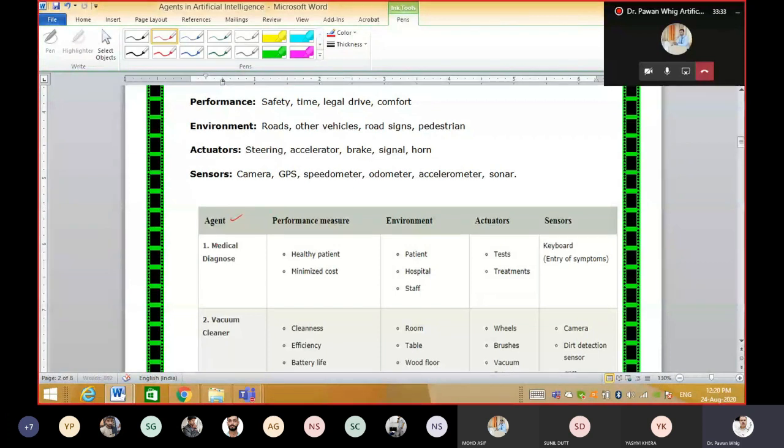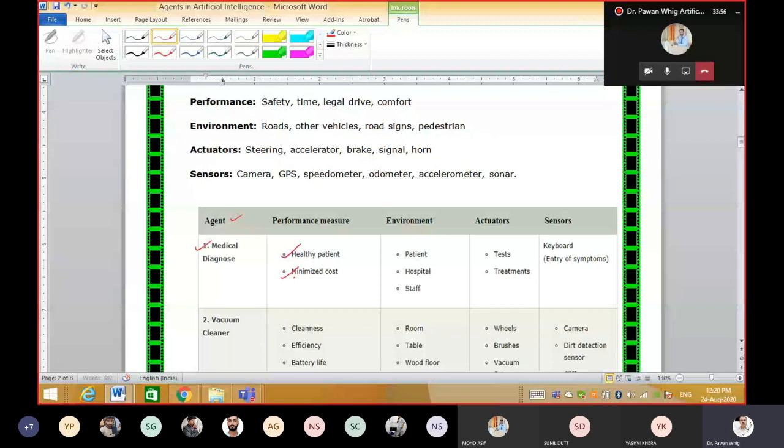Again, I am taking three examples. One is medical diagnosis. In my medical diagnosis, what are the performance measures? Yes, the healthy patients, the minimized cost. These are the performance measures. Because whenever you go to the hospital, on what basis can you say this medical diagnosis is good or bad? Like how many people get healthy, and how much cost it involves. This is a major performance measure.